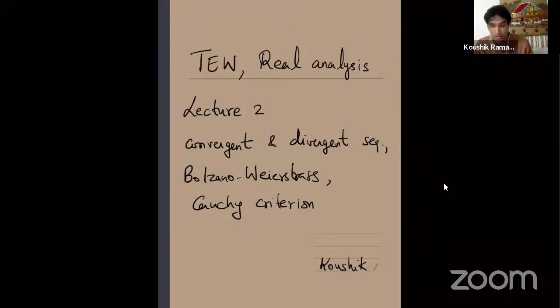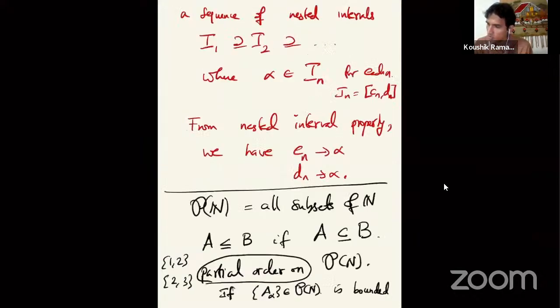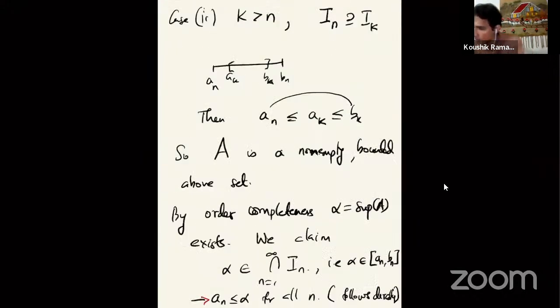So today, this is the plan that I will cover: sequences, mostly convergent and divergent sequences, Bolzano-Weierstrass, and so on. I'm sure some or most of you would have seen many of these things, but I just want to emphasize some connections to what we did yesterday. So meanwhile, let me remind you of the most important things from yesterday.